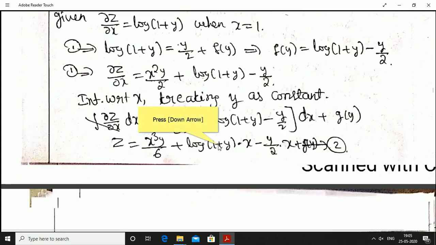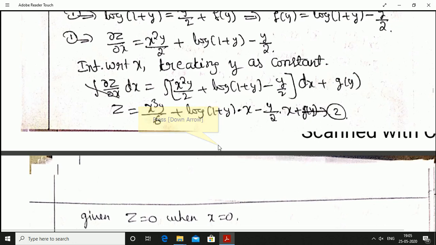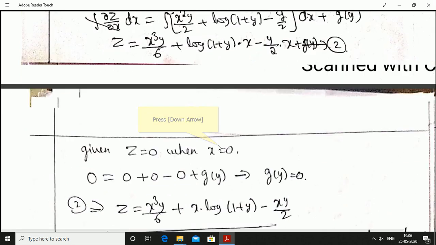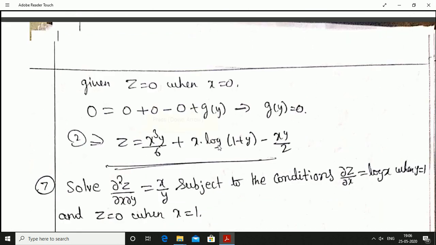Apply the second condition. The second condition is z is equal to 0 when x is equal to 0. Substitute that value into equation 2. It is the form 0 is equal to, because x is 0, first term is 0, second term is 0, third term is also 0 plus g of y. It gives us g of y is equal to 0. Substitute g of y equal to 0 into equation 2. It is the form z is equal to x cube y by 6 plus x into logarithm of 1 plus y minus xy by 2. That is the required solution.